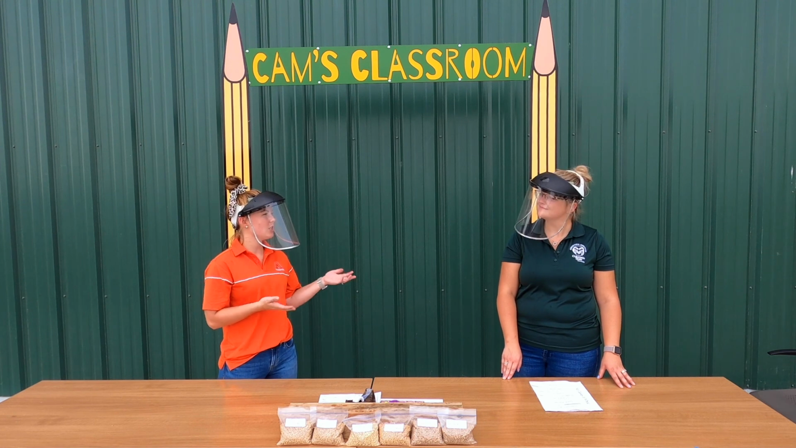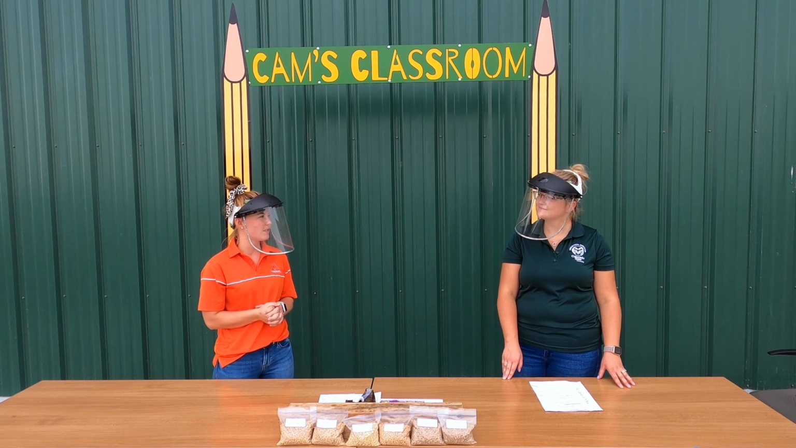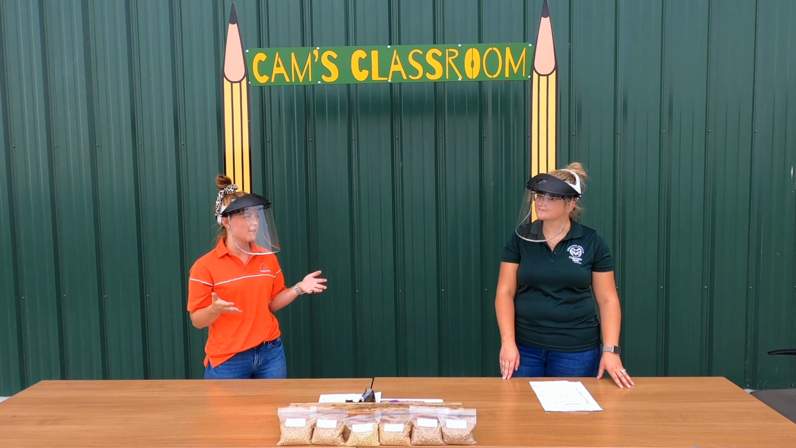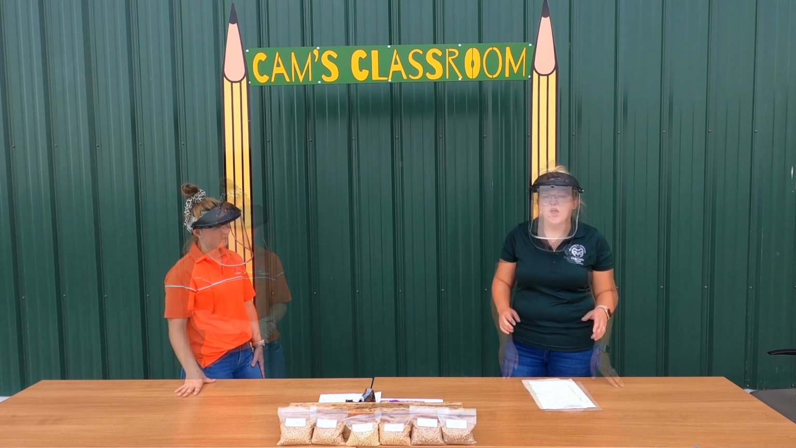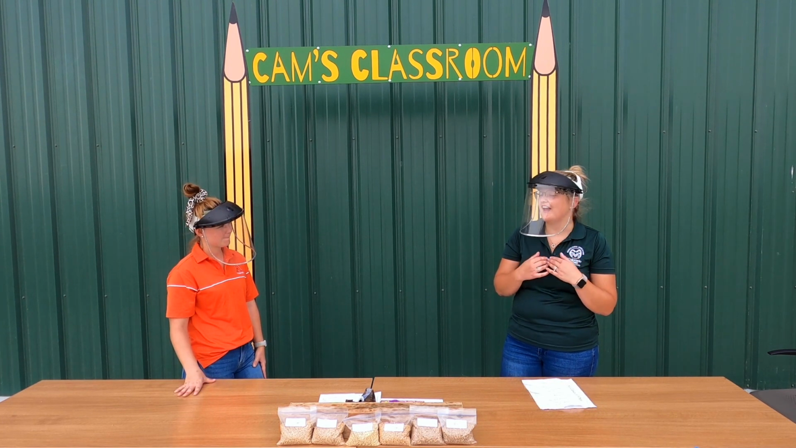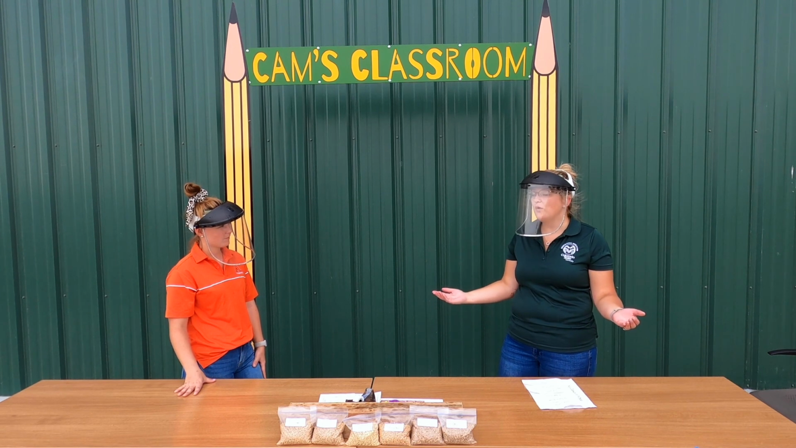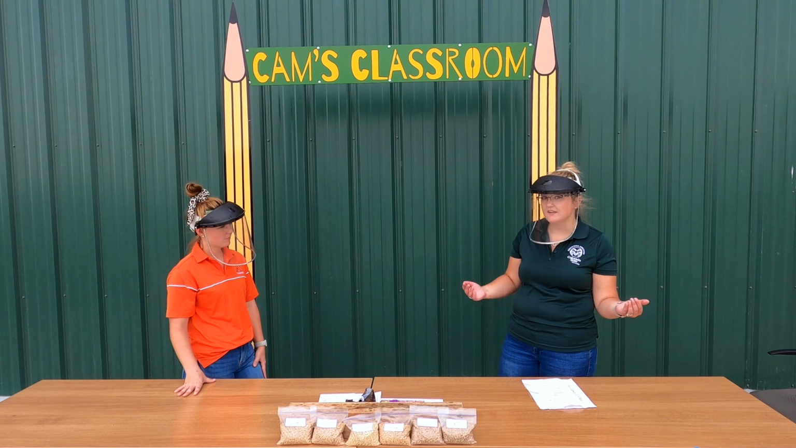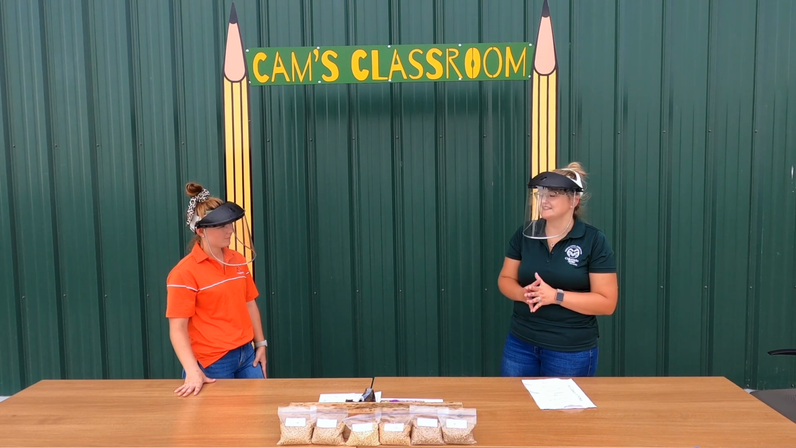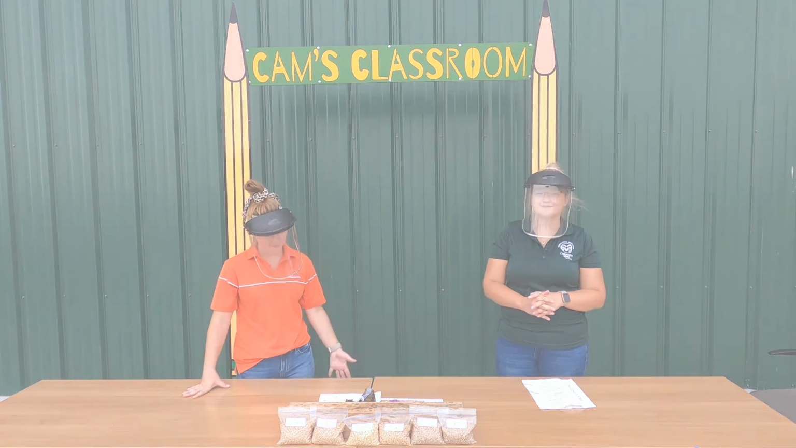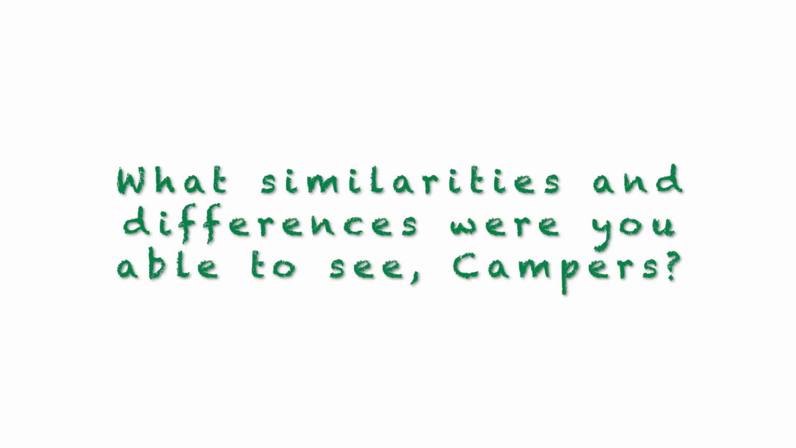So Karina, can you tell me about 2 of the classes of wheat that seem the most similar to each other out of the total 6? Based off of the information I gathered, I found that hard red winter wheat and hard spring wheat both have the same color, shape, and hardness. That's great. What similarities and differences were you able to spot out, campers?